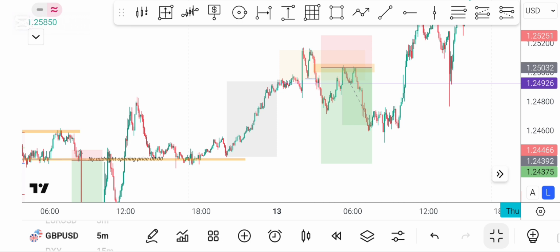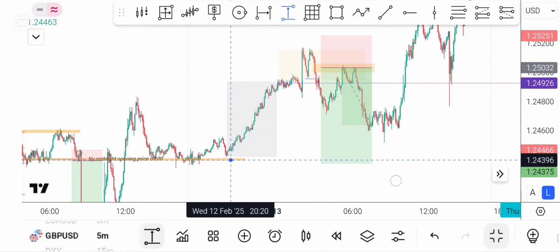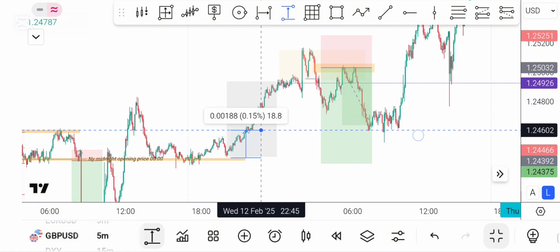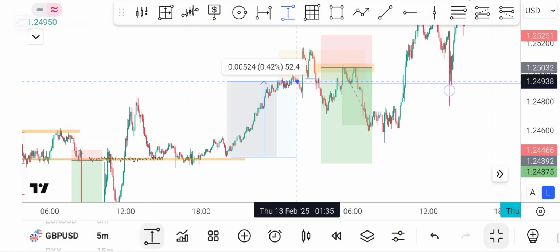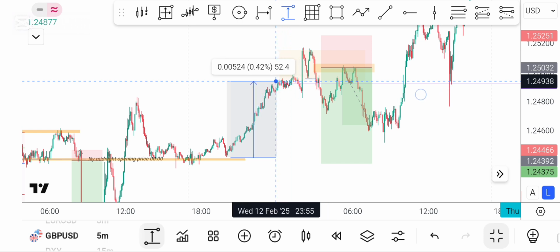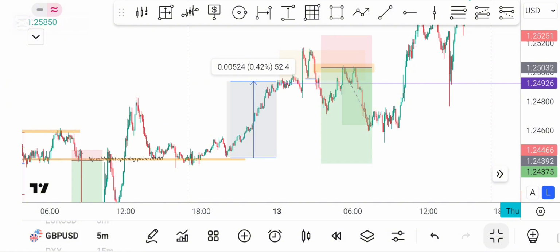And one of the challenges is that when the Asian range is overextended, sometimes it's very difficult to actually get measurement. Like this is about 52 pips. It's overextended. When you have an overextended Asian range, please, you have to treat carefully.